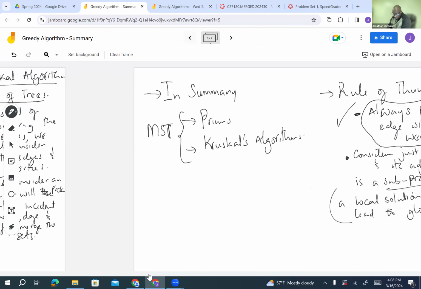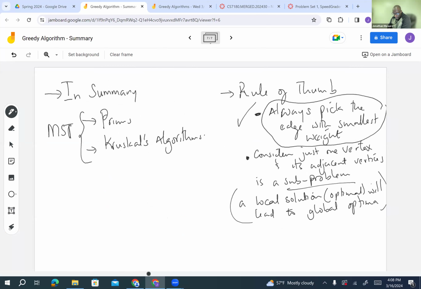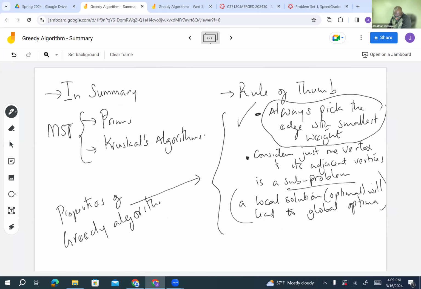Now, in both techniques that we have considered here, Prim's and Kruskal's algorithm, that's exactly what we are doing. These properties are properties of greedy algorithms. So the problem really has two parts. We are having a sub-problem, and we are thinking about the sub-problem at a local level.